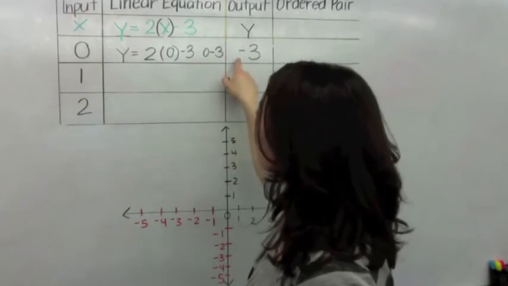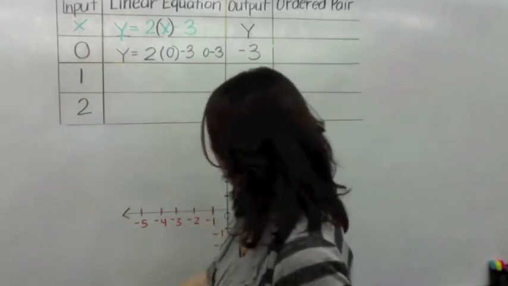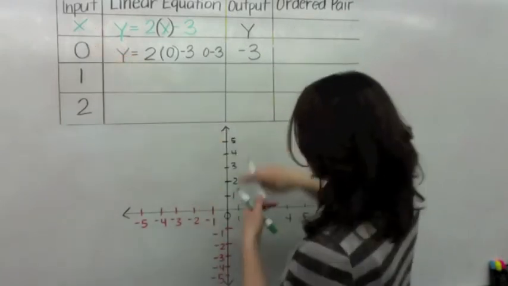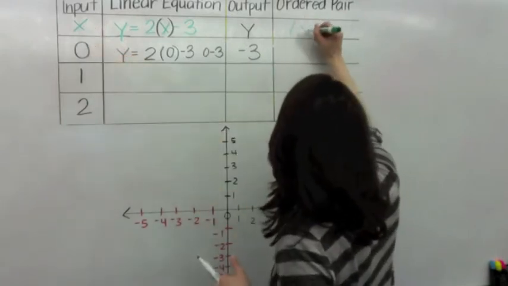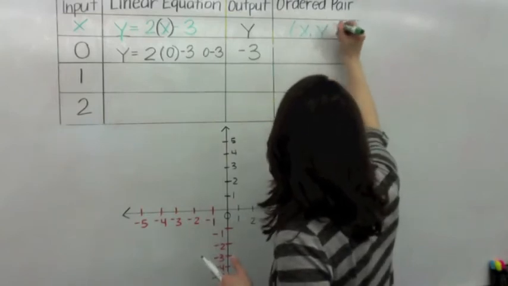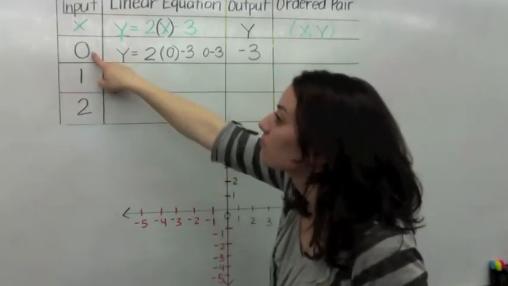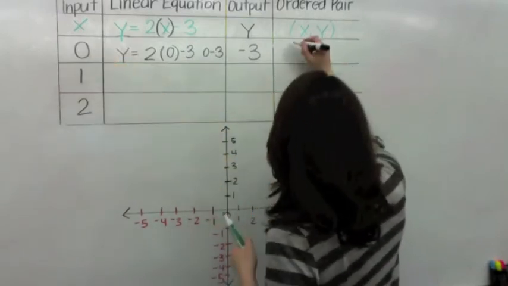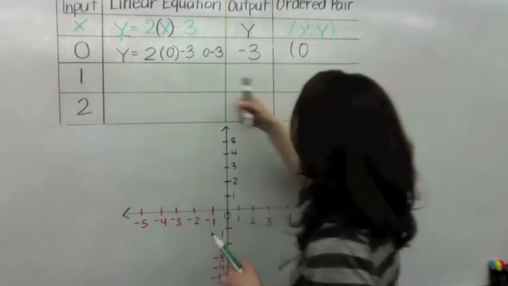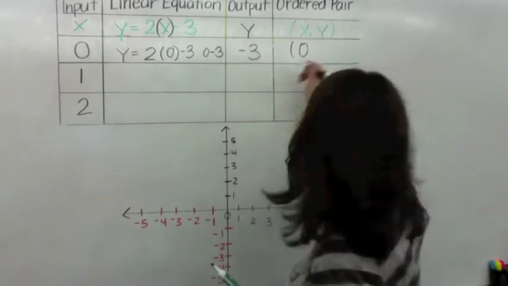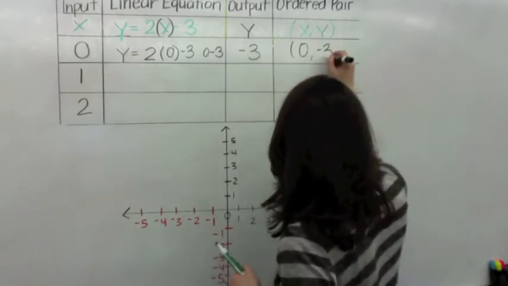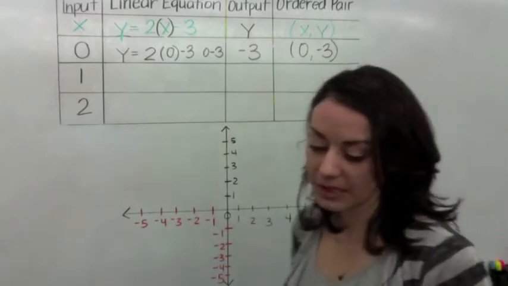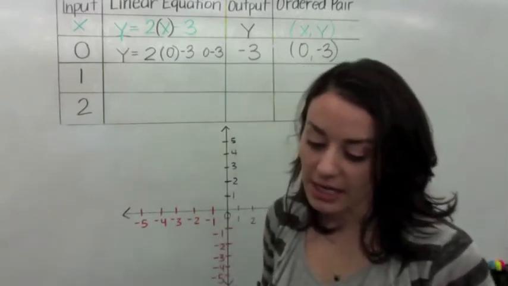So my ordered pair is going to be, x will be what? Remember, your ordered pair is x, comma, y. So x is what? 0. And what did we get for y? Negative 3, that's correct. Okay, so it is that easy. It really is. So now let's take a look at it again.